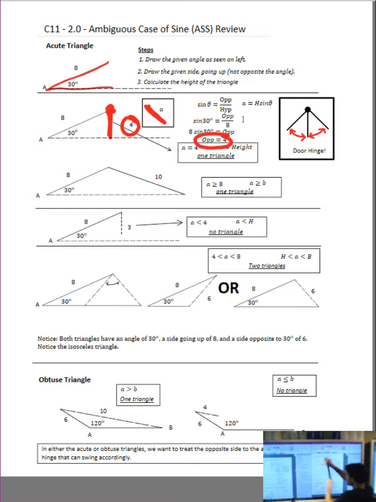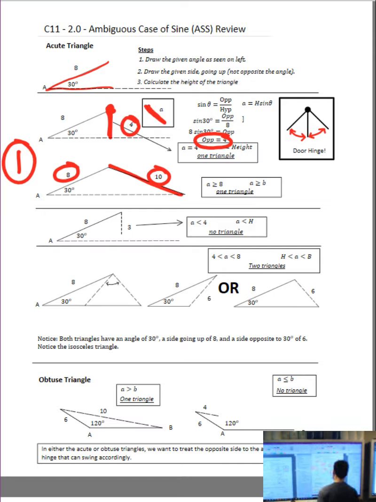Now, if this is longer than this, well, it can't do the swing arm thing. So the next example, if this is longer than this, again, one triangle. So we have two cases of one triangle. If, for example, this little itty bitty part on our little door hinge doesn't even make it down, isn't even as long as the height that we figured out above, well, then it just doesn't make a triangle, 0 triangles.